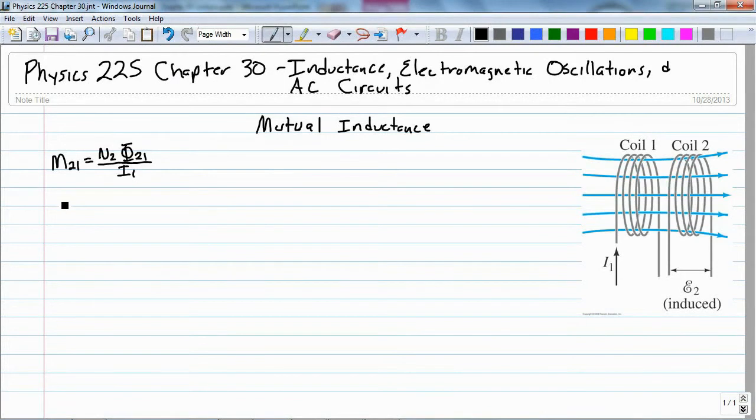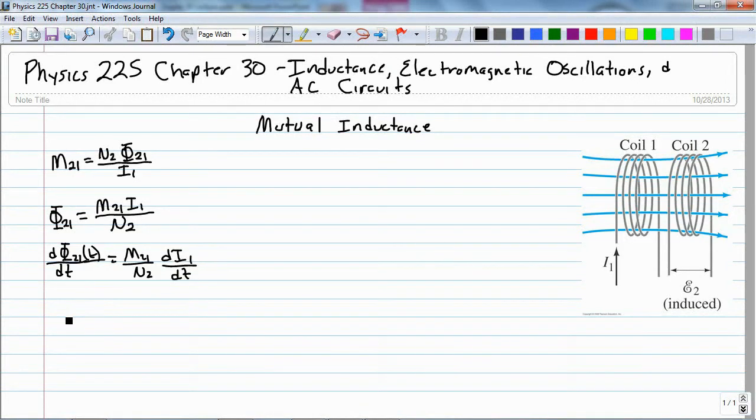And let's solve this for the flux. And that's just going to be equal to mutual inductance M21 times current i1 divided by the number of turns in coil 2. And if I'm going to take the derivative of my flux, and this is going to be a function of t, then that's just going to be equal to my mutual inductance M21 over N2 times the derivative of the current i1 with respect to t.